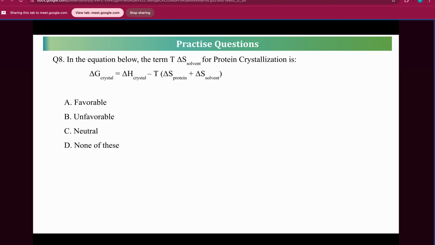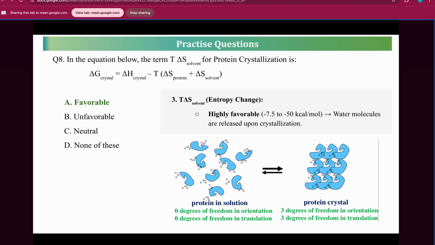So I hope by now you have got this equation into your head. You will be better able to distinguish. I hope now it will be more clarified. Okay, now let's discuss the right answer. So the right answer is favorable, and I will also tell you why it is favorable. When we talk about T delta S of solvent, we are talking about the entropy of the solvent and not of the protein.